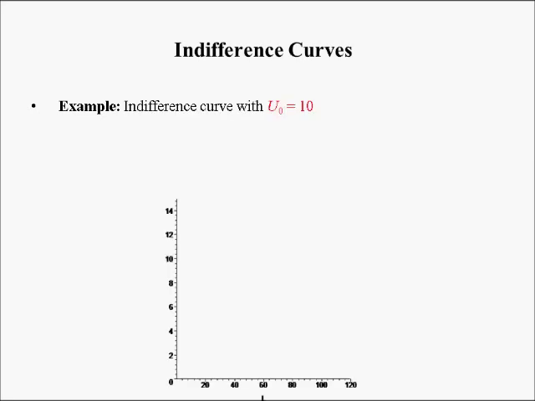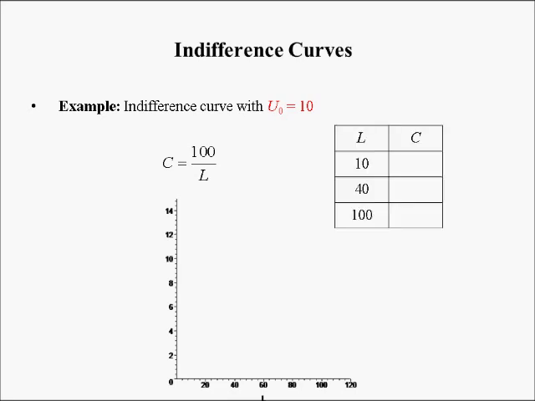So let's do an example. Suppose utility is 10. We'll hold utility constant at 10. Plug 10 in for U0 and you get 10 squared. 10 squared is 100. So let's graph the indifference curve, holding utility constant at 10. Here's a table. If leisure is 10, 100 divided by 10 corresponds to a consumption level of 10. Plot that point. So here leisure is 10, consumption's 10.